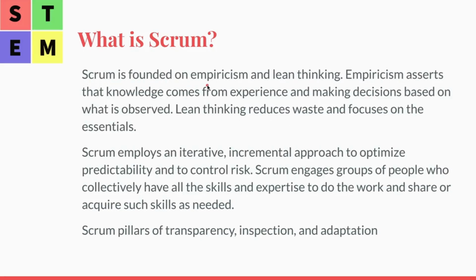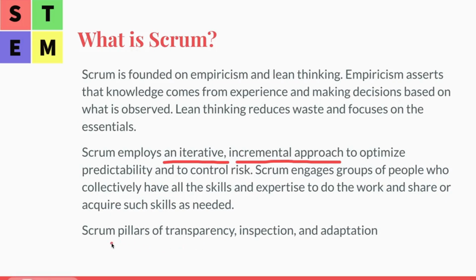Scrum is founded on empiricism and lean thinking. Empiricism asserts that knowledge comes from experience and making decisions based on what is observed. Lean thinking reduces waste and focuses on the essentials. Scrum employs an iterative, incremental approach to optimize predictability and to control risks. Scrum engages groups of people who collectively have all the skills and expertise to do the work and share or acquire such skills as needed.